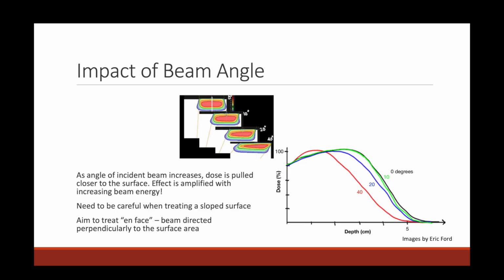The same principle of electrons moving more laterally applies when we have a beam angle that's not head on for the patient. Usually we aim to have our beam angle coming in perpendicular to the surface of the patient. If we angle that incident beam, so it's no longer entering perpendicular but at a slight angle towards the patient, there ends up being more lateral scatter, and as a result, the dose gets pulled closer to the surface.